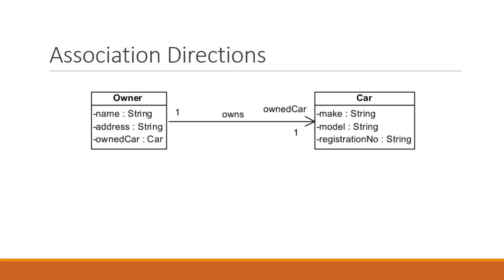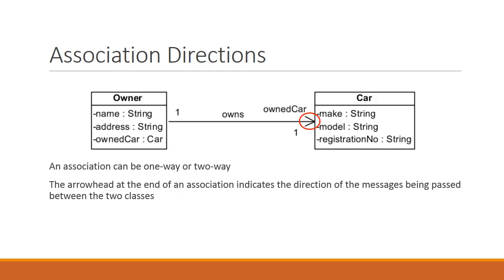We see that there's an owner class and a car class. An owner owns exactly one car, and a car is owned by exactly one owner. But take note that an association can actually be either one-way or two-way. We know this because there's an arrowhead at the end of this association that indicates the direction of the messages being passed between the two classes. An arrowhead basically says that in this case, an owner knows what car he owns, but a car has no direct reference to the owner of it.